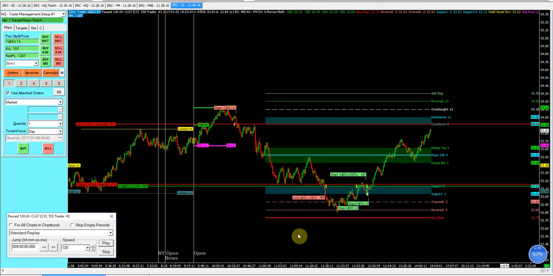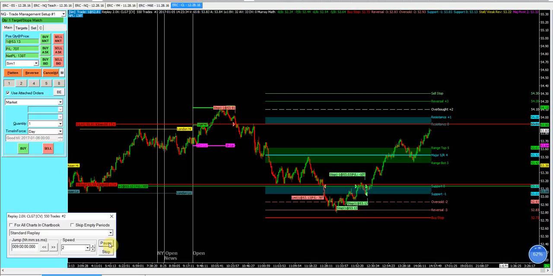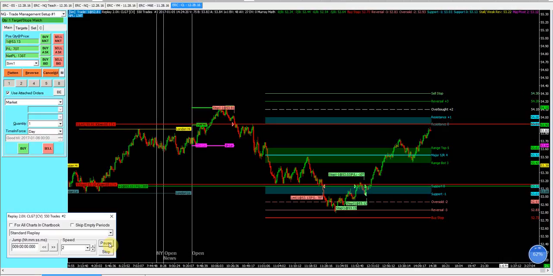See, the Murrey Math Line shifted down a little bit and then shifted back up. And that sometimes happens. I saw that a little bit earlier in the day. 1423. Let me slow this down a little bit. So we're coming up on 1425. I'll pause it and then I'll go ahead and flatten the trade. Come up here, we're almost to 53.91. Doesn't quite make 53.91, but it almost hits 53.91.